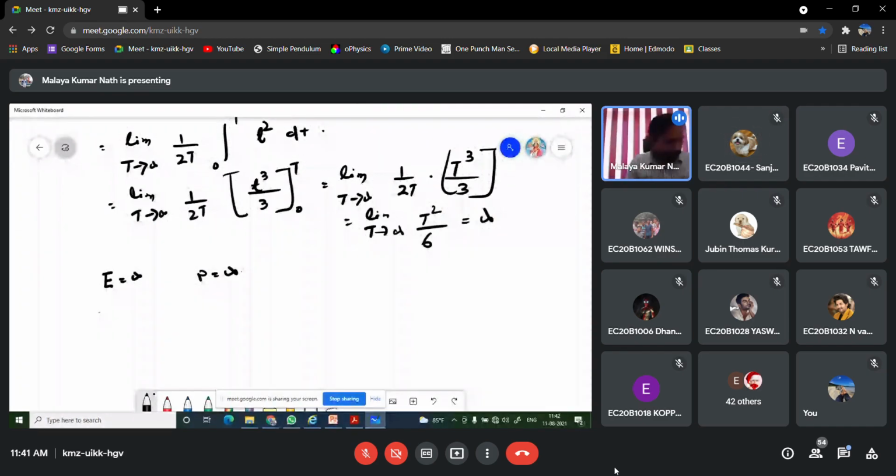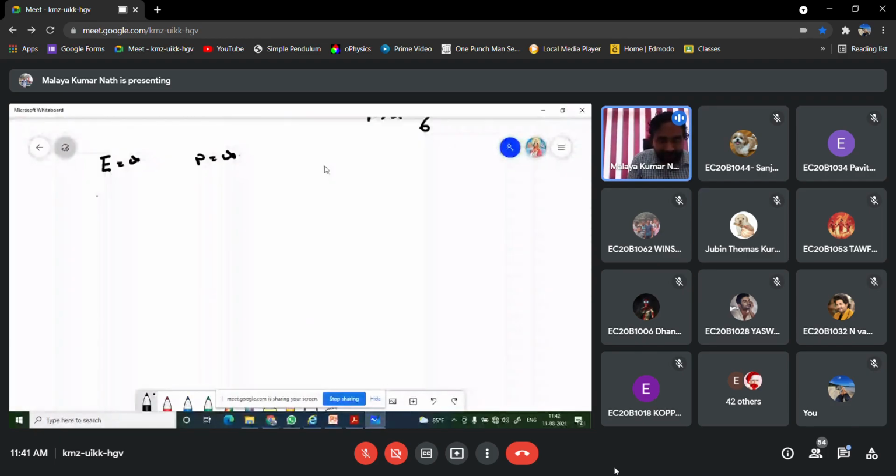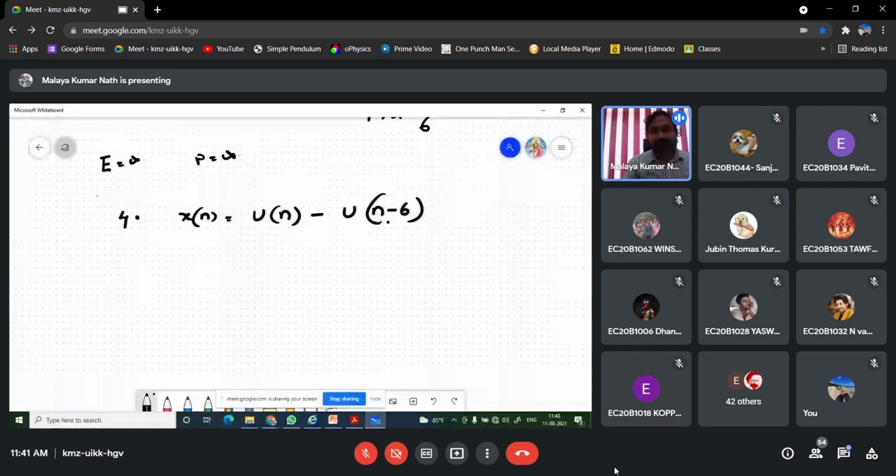Now I'm giving another signal to you. Suppose, just do it by yourself, a signal x(n) is given or represented as u of n minus u of n minus 6. Now, in this case, your shifting property is coming into picture. We'll not calculate your energy or power directly. We'll just try to understand what is this u of n minus u of n minus 6.